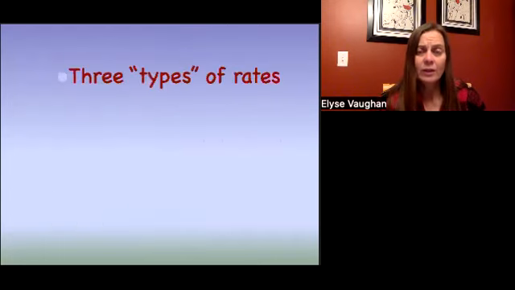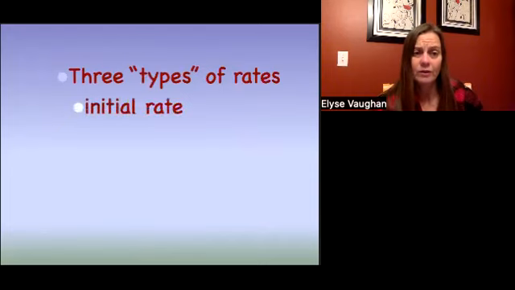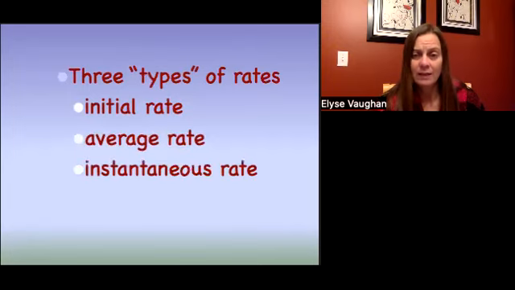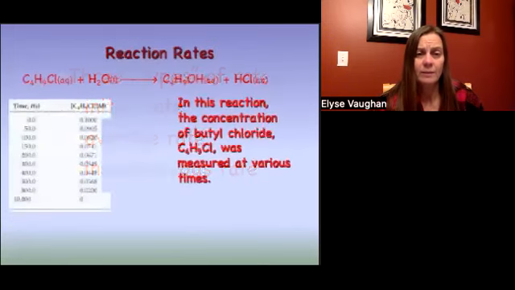And so we really can talk about rate in three different ways. We can talk about initial rate, which is the rate right as the reaction begins. Sometimes you'll see this referred to as instantaneous initial rate. We can look at average rate, which is the change over a longer period of time. And we can look at instantaneous rate at any point in a reaction. So let's look at an example of a reaction, and let's look at those three rates.